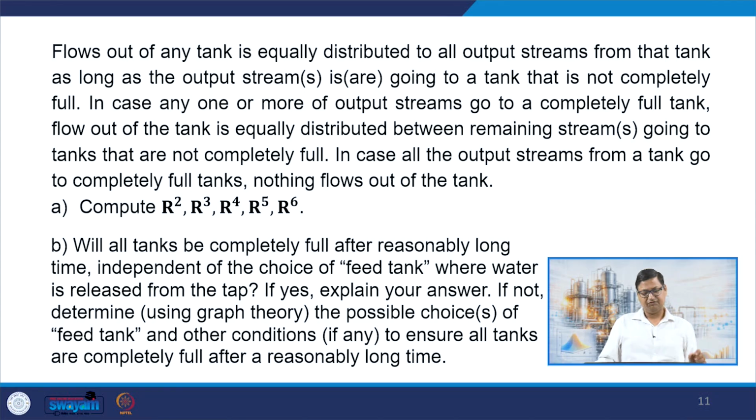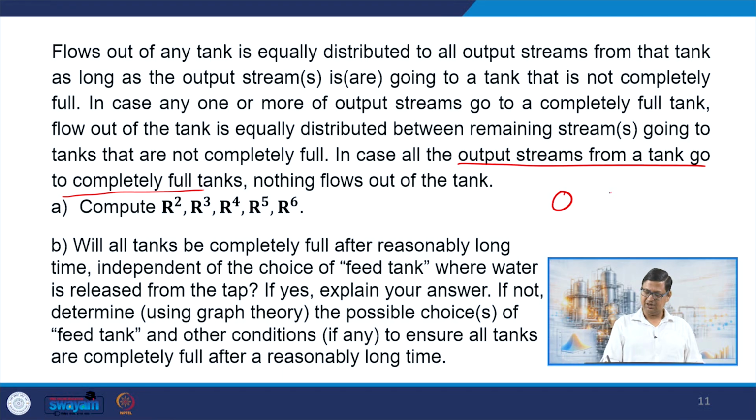So now, the flow out of any tank is equally distributed to all the output streams from the tank, as long as the output streams are going to a tank that is not completely full. And in case any one or more of the output streams goes to a completely full tank, flow out of the tank is equally distributed between the remaining streams going to the tanks that are not completely full. And in case all the output streams go to completely full tanks, nothing flows out of the tank, right?